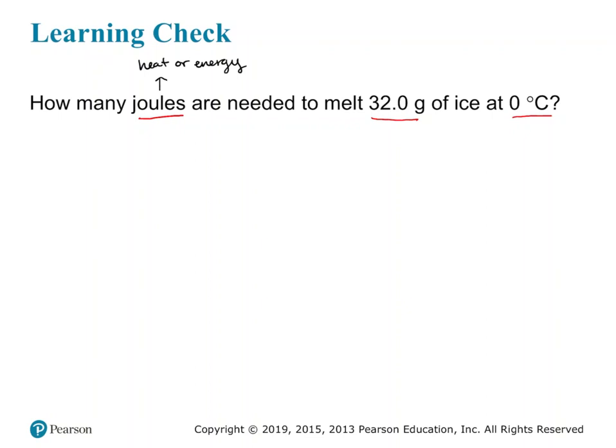And then we have our mass of 32 grams, not degrees Celsius. So let's write out what we're given. Now we are told the temperature, which is 0 degrees Celsius, but we're not actually going to use the temperature here. The temperature just tells us that we're at the melting or freezing point of water. Okay, so we need to determine how much heat is needed to melt this amount of ice.